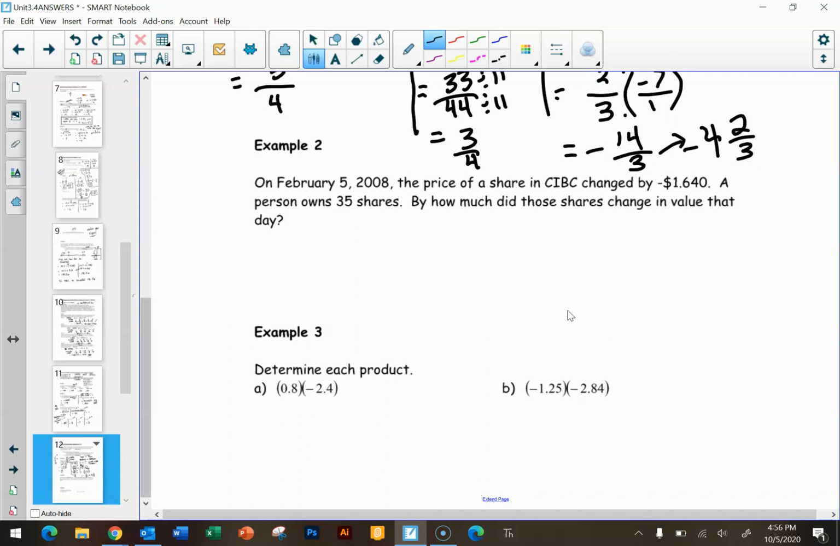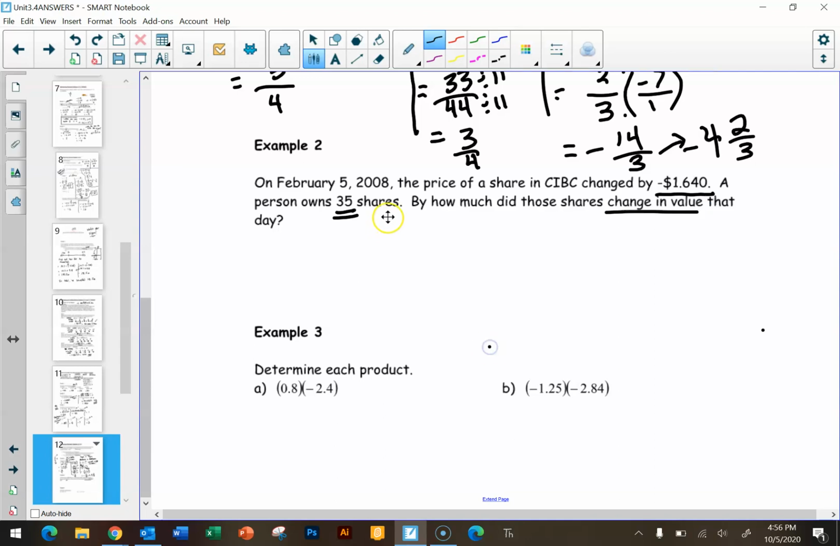All right, example number 2. On Friday, February 5th, 2008, the price of a share in CIBC changed by negative $1.64. So you own a piece of paper that basically says you have 1 share in a company, but the value of that share went down. So that's a negative number. A person owns 35 shares. Well, that would be a positive 35 shares that they own. By how much did those shares change in value that day?